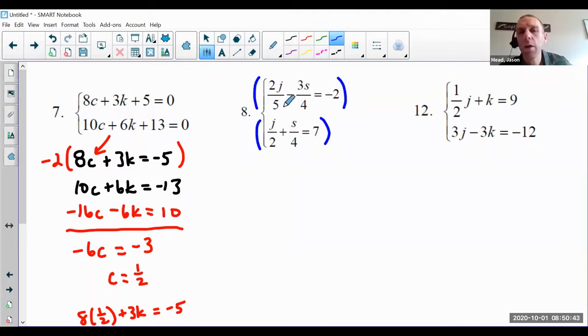So the top one has a common denominator of 20 because 5 and 4, the least common multiple of 5 and 4 is 20. For this one, the least common multiple of 2 and 4 is 4. So if I multiply these equations by these, then I don't have to worry about the fractions anymore. And I can kind of not have to worry about that nearly as much.